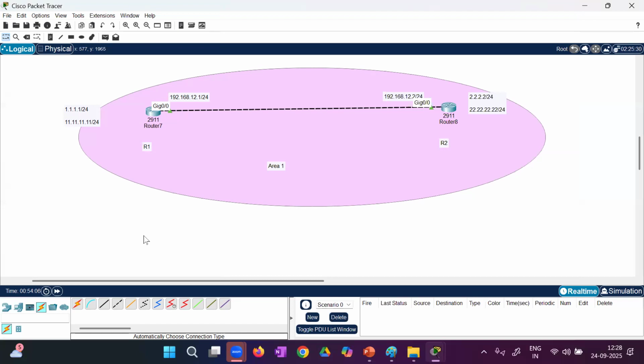So whatever configuration I have done, do it fast. After the class, we'll go to the lab and access the real devices. Tomorrow we'll start with access control lists, ACL.